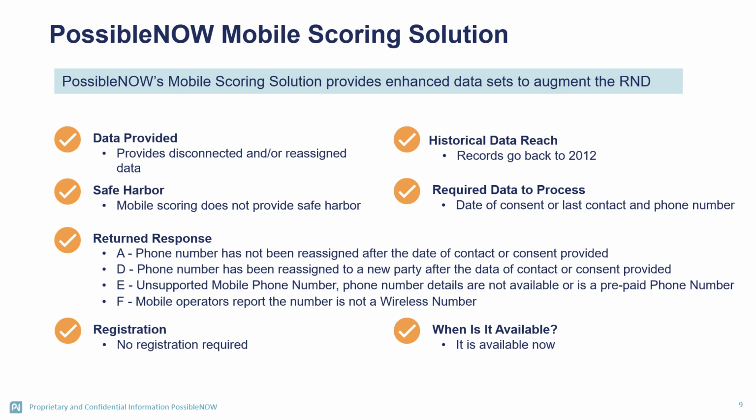And then F meaning that you submitted a landline phone number. So the mobile scoring process is really designed for wireless numbers specifically, not necessarily landline numbers. It's also important to note here that, again, mobile scoring has been in place for a really long time.